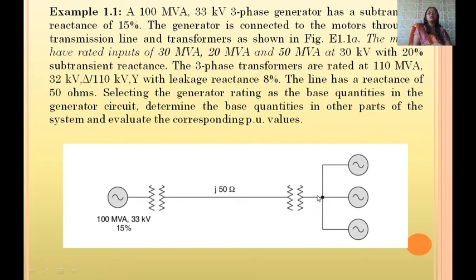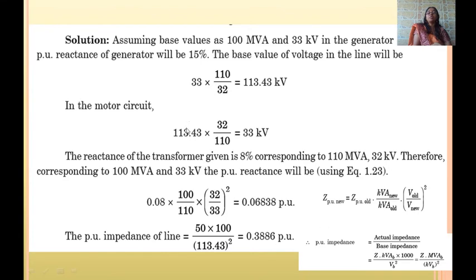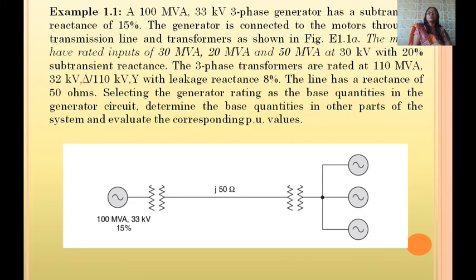In the motor circuit we have to find out: 113.43 into 32 by 110. As I am telling, it is reverse. Here the primary side is 32, the secondary is 110. So here what will happen, it will be reversed: 110 and 32.